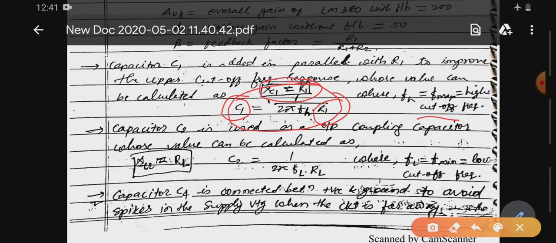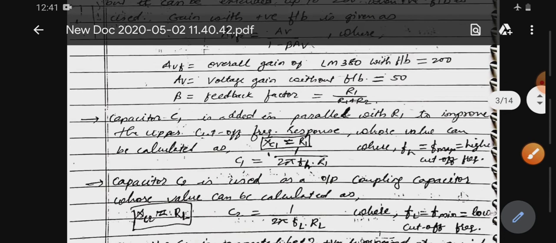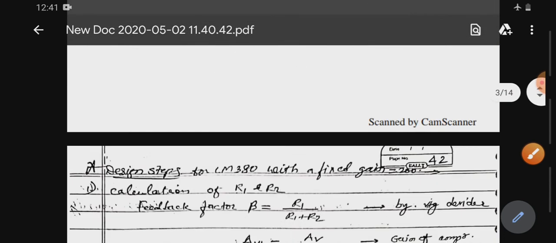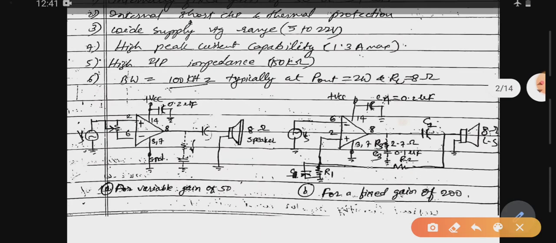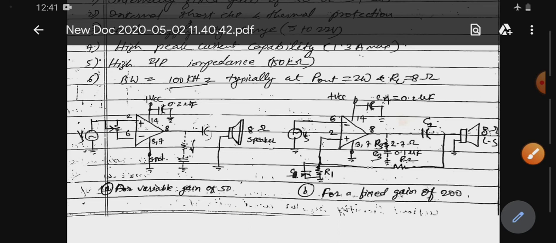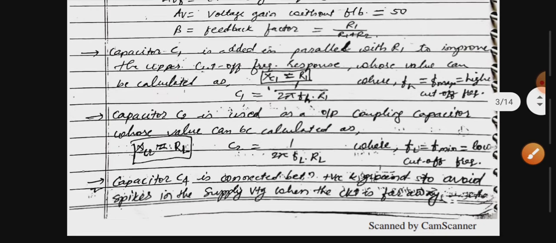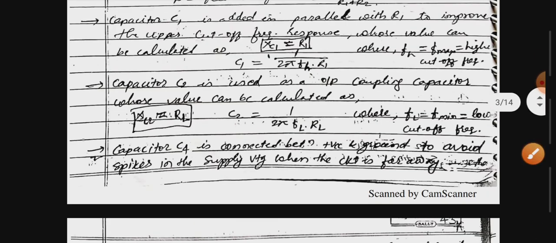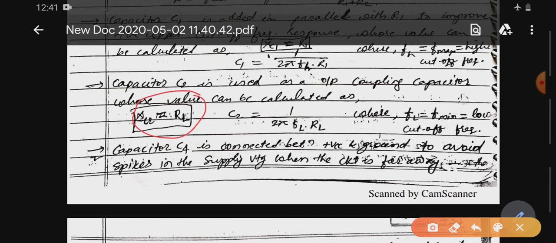Now capacitor C2 is used as an output coupling capacitor, whose value can be calculated by using this relation. You have to keep in mind this relationship, XC2 is equal to RL. You can see the position of C2, where C2 is connected. C2 is connected here, and you have to compare it with the load resistance or any load connected, so that XC2, that means the capacitive reactance of C2, should be equal to the value of RL.